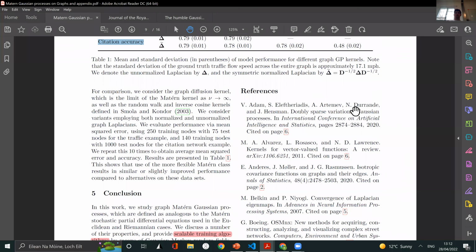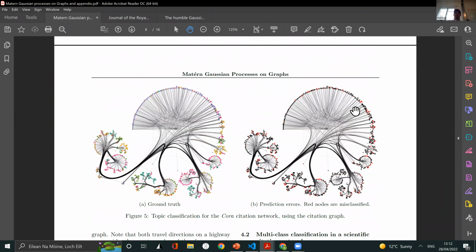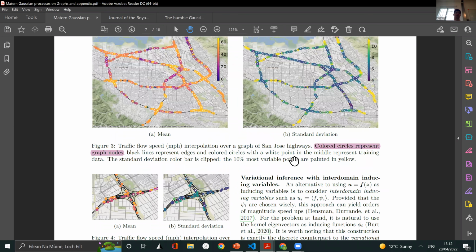But yeah, I think that's pretty much it. We could, if we've got time, go over the variational inference stuff. I could attempt to explain this.